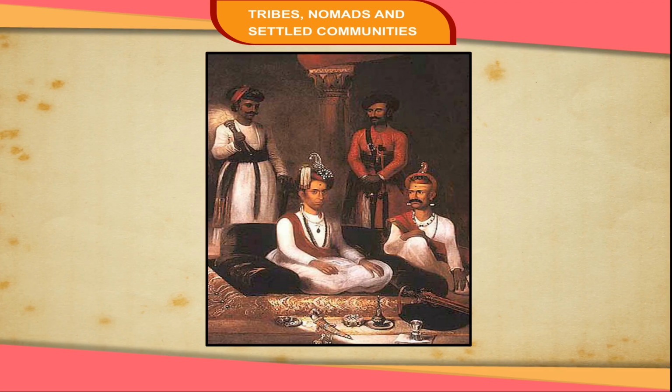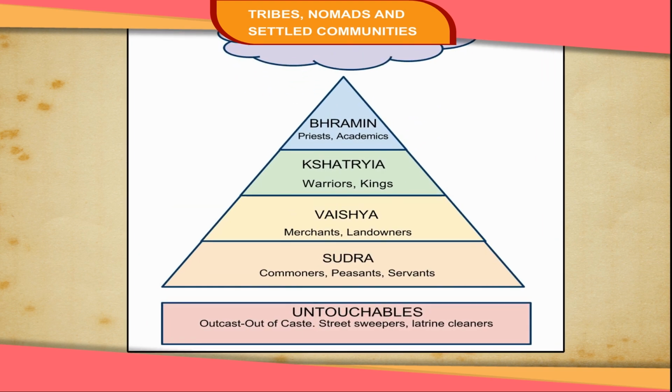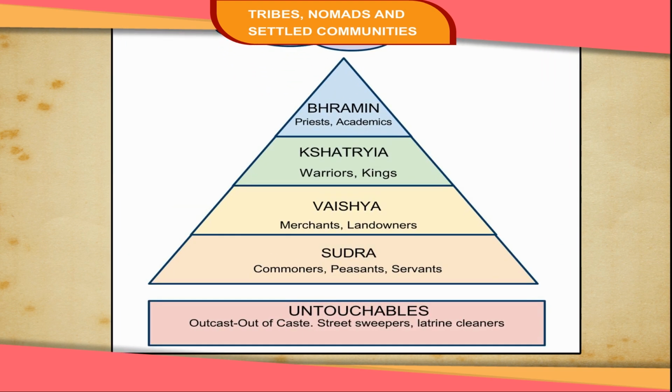Some social groups such as foreigners and tribals, who had until now been kept outside the caste structure, were gradually recognized by the Brahmins as separate jatis. However, the untouchables remained outside the caste system.